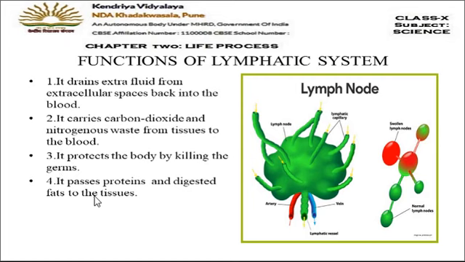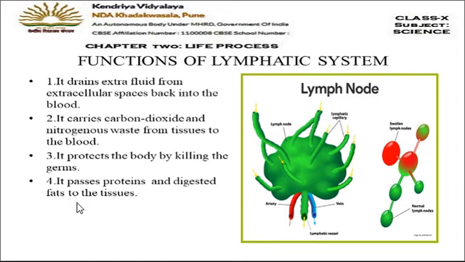Then it passes the proteins and digested fats to the tissues. When it moves or drains off, it passes the proteins and fats to the tissues which come in the way or the passage. So this is the function of the lymph.